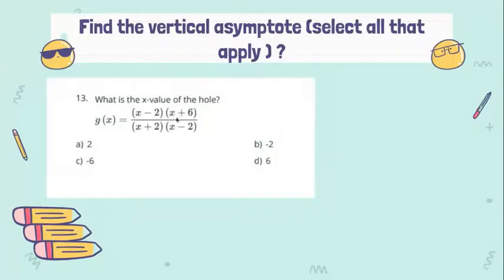As you can see here, in the numerator we have x minus 2 as well as in the denominator, and these two factors will cancel each other because they have the same signs. Since they are cancelling each other, we need to solve for x to find the hole. So I set the bracket equal to 0 and it gave me the answer x equals 2. That means that this is the hole. And the answer is A, 2.